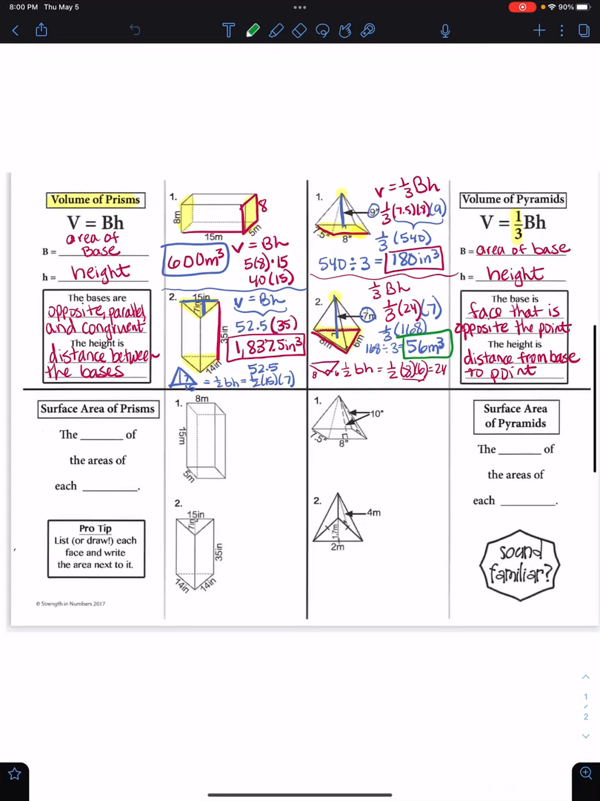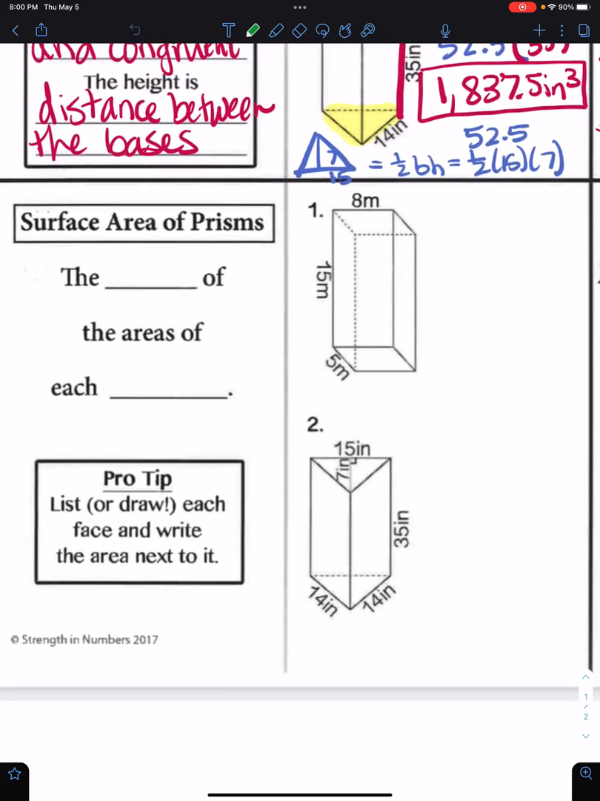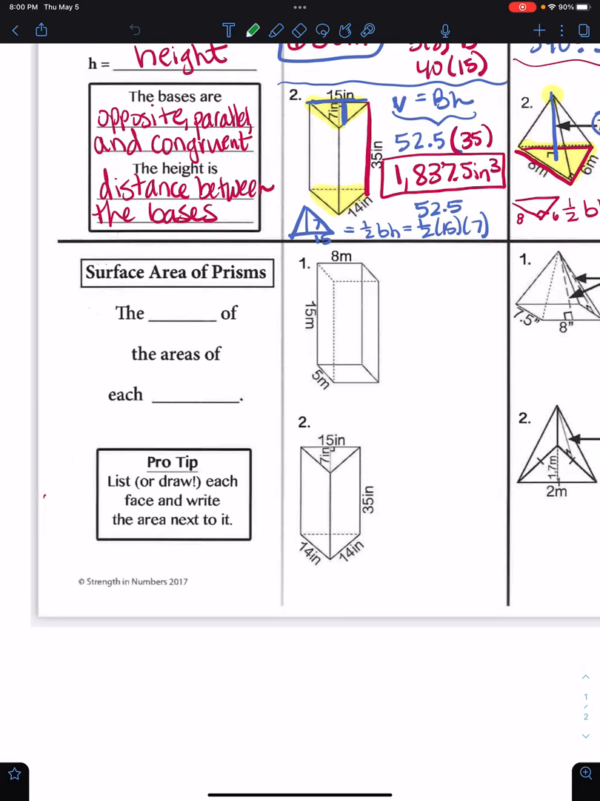All right, last time we talked about the volume of prisms and pyramids. Today we're going to talk about the surface area of prisms and pyramids. So the surface area is going to be the sum of the areas of each face.